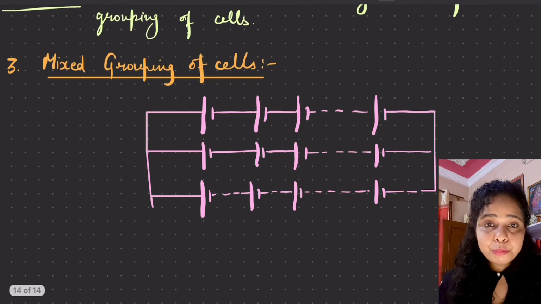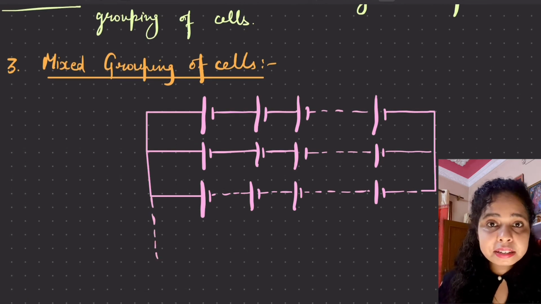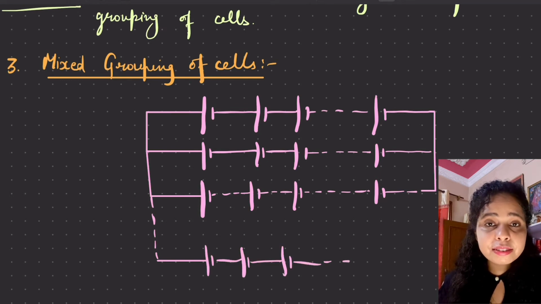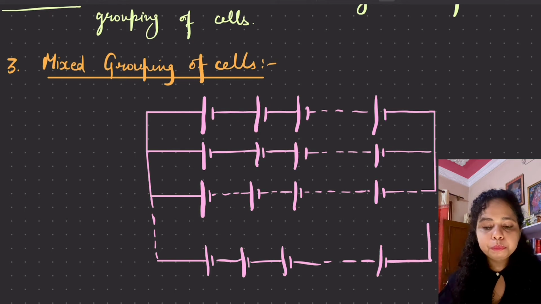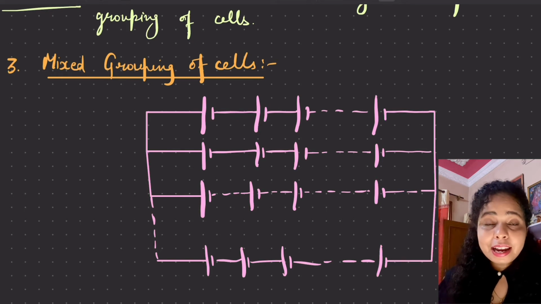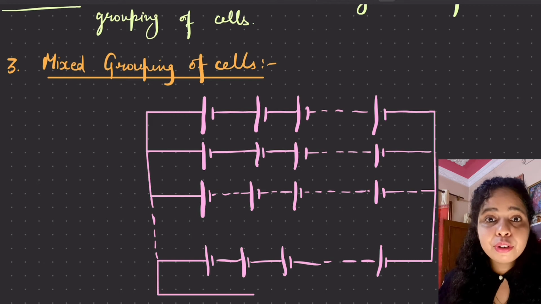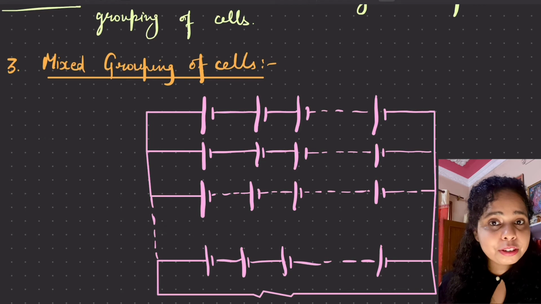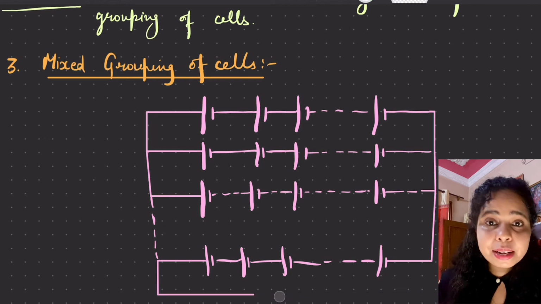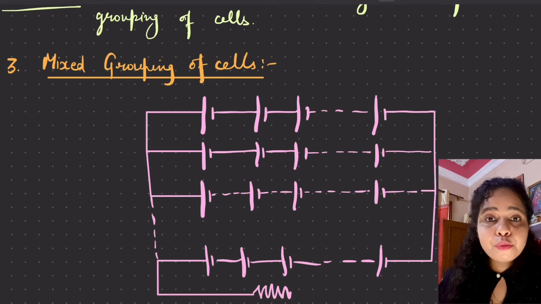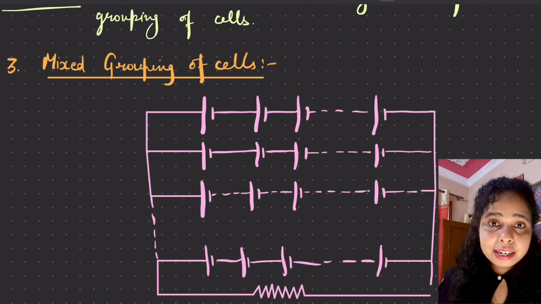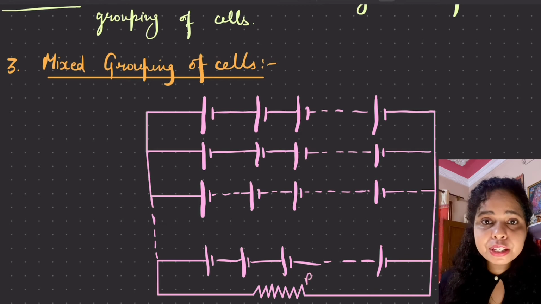Now this grouping is attached to the external resistance. So let us mark the external resistance as capital R, which is in series with this mixed grouping. Again, as we have done recently, we calculated the total resistance of the circuit, we calculated the total EMF of the circuit, then we substituted the values in I is equal to E upon R, and we calculated the total current which is withdrawn.